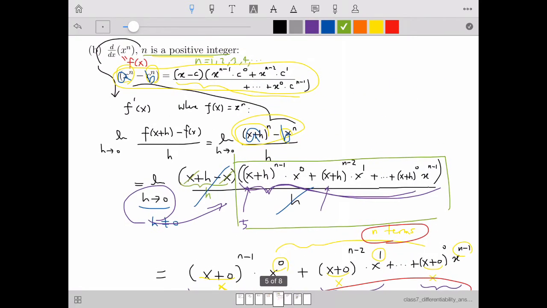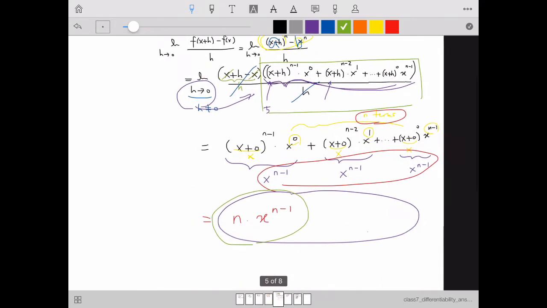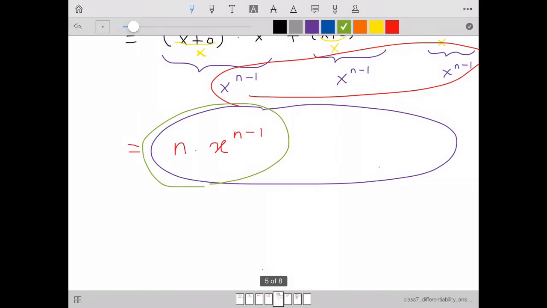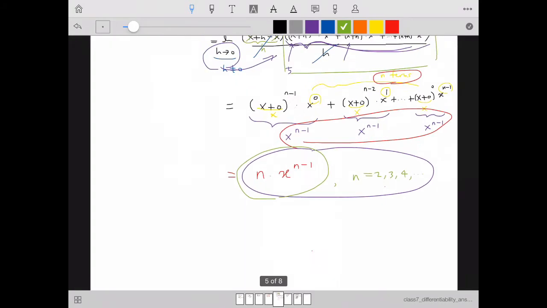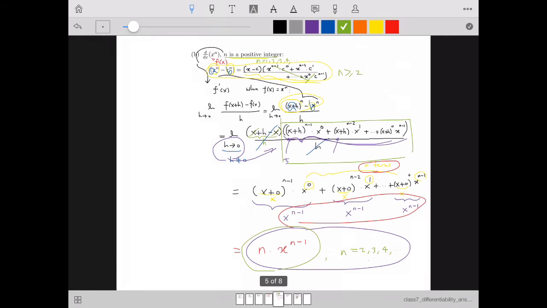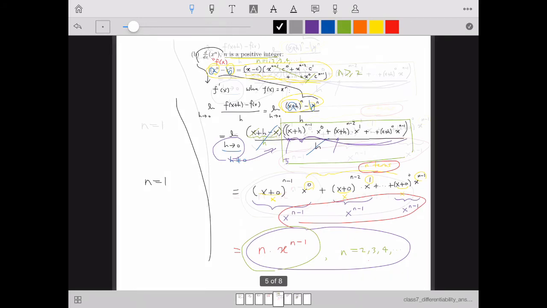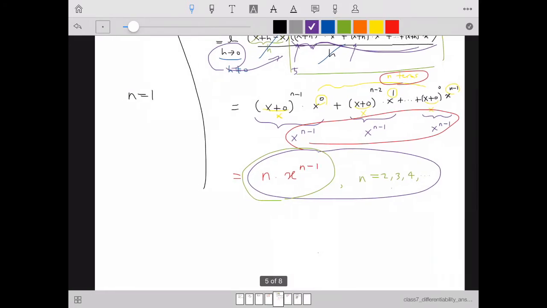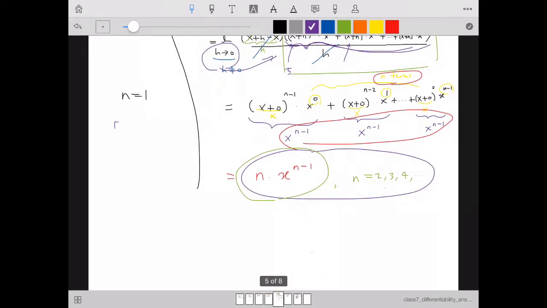remains alive when n is bigger than or equal to 2, because if n is 1, then we don't have this part, right? So that is true for n equal to 2, 3, 4, etc. Now when n equals 1, we can prove directly when n equals 1, f of x is x.